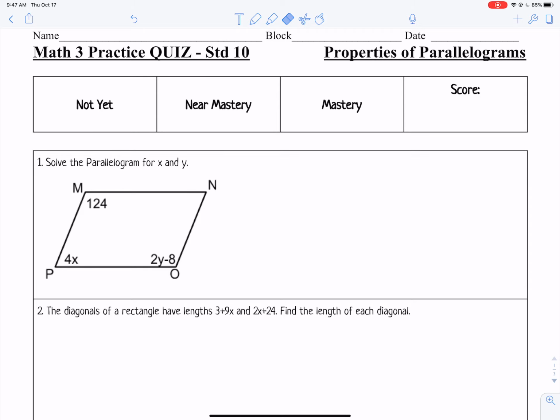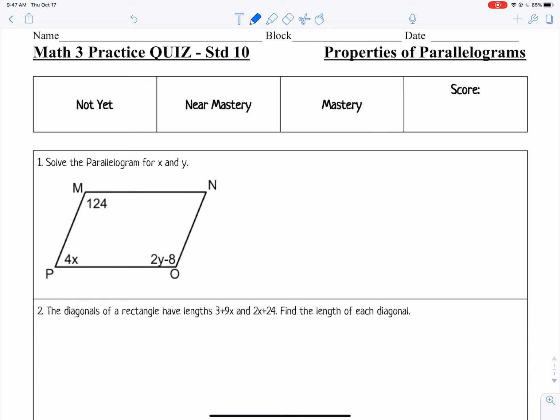In this video, we're going to take a look at practice quiz for standard number 10, properties of parallelograms. In number 1, it says solve the parallelogram for x and y. So let's take a look at what we are given. We're given some angles of the parallelogram.